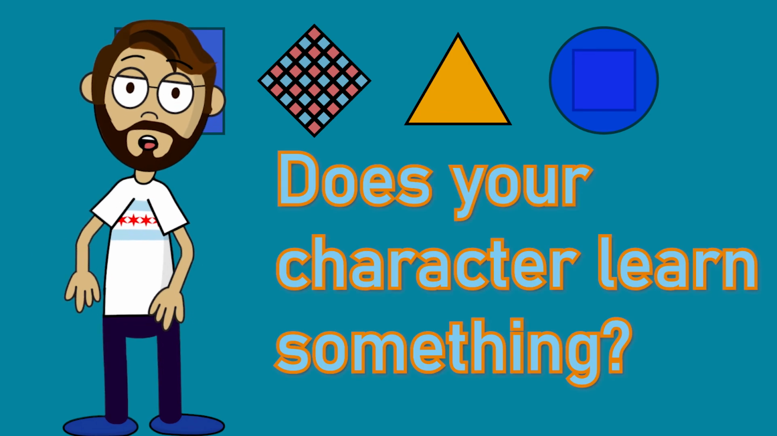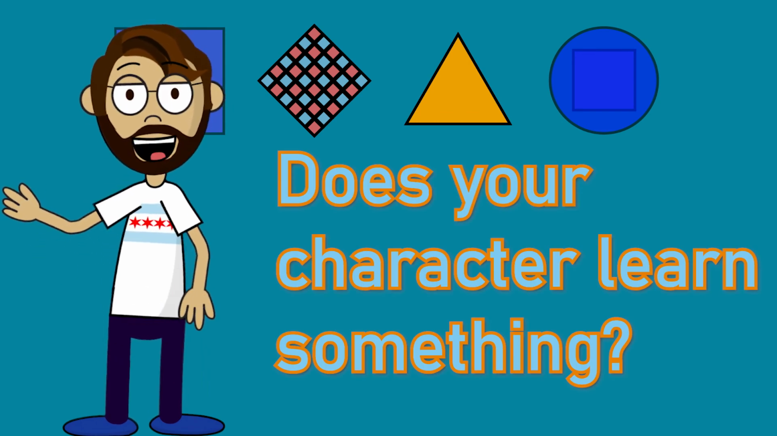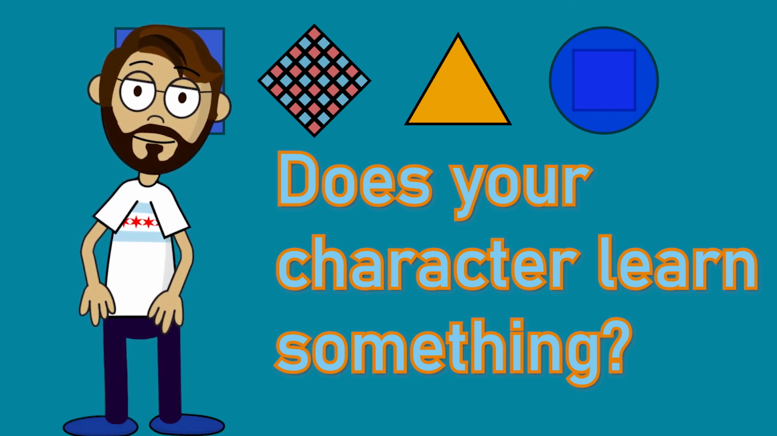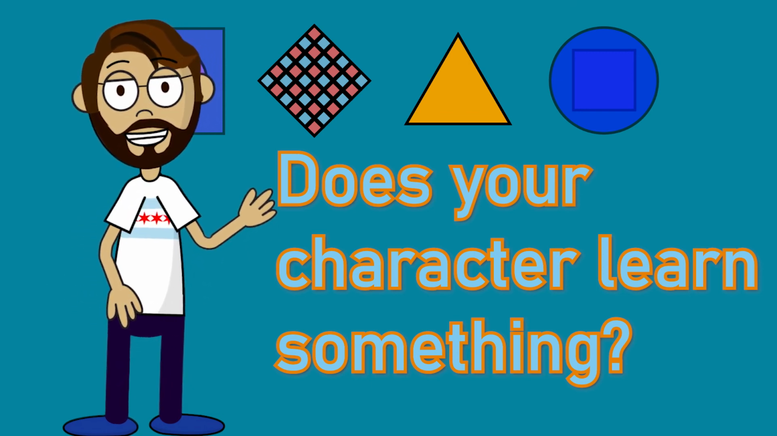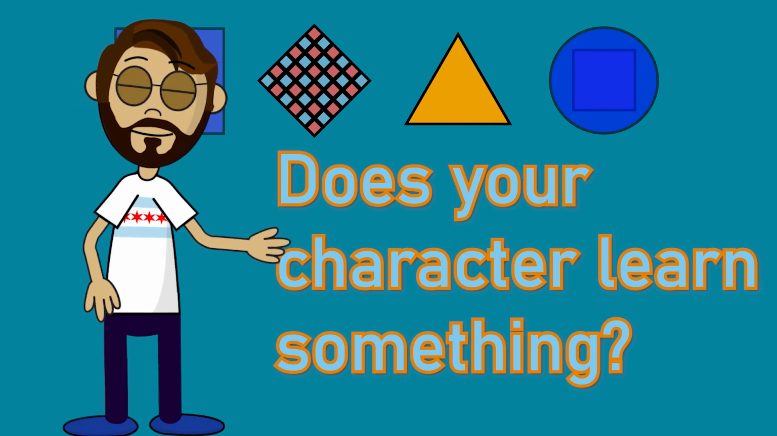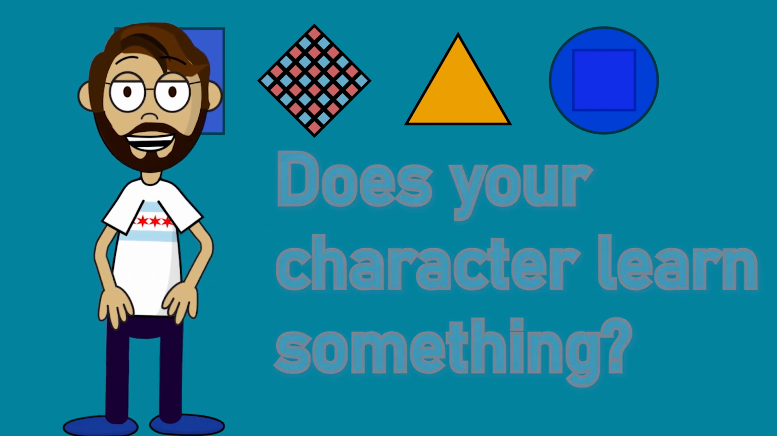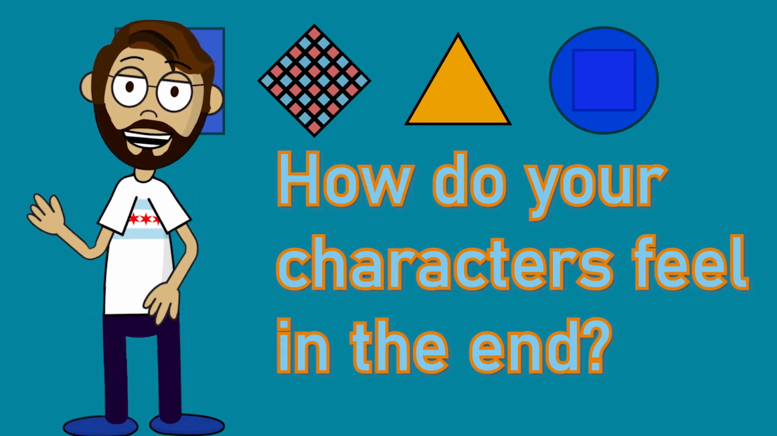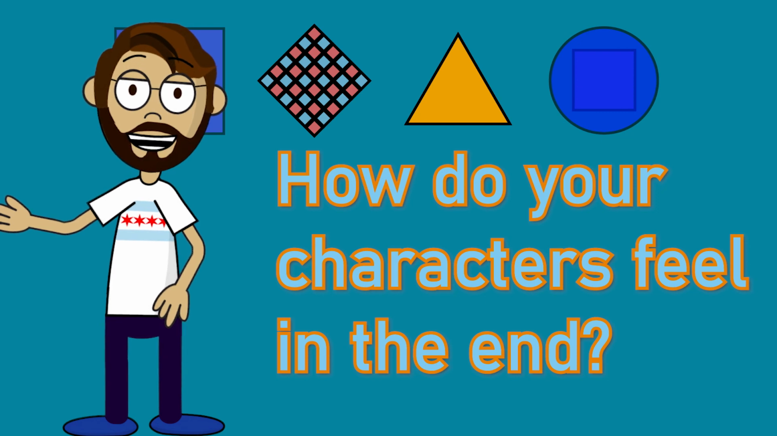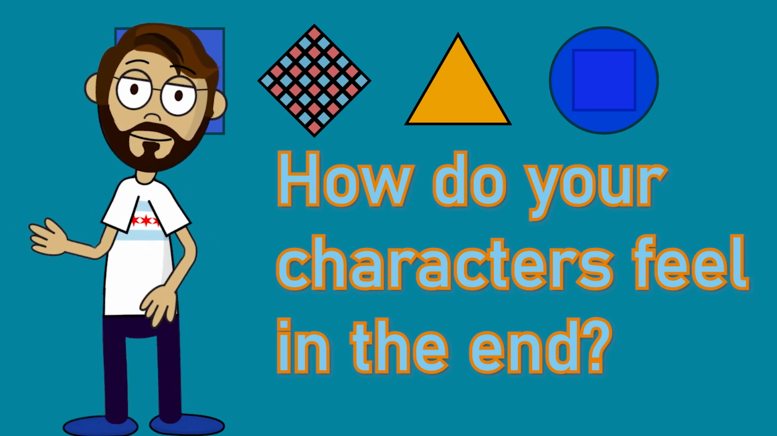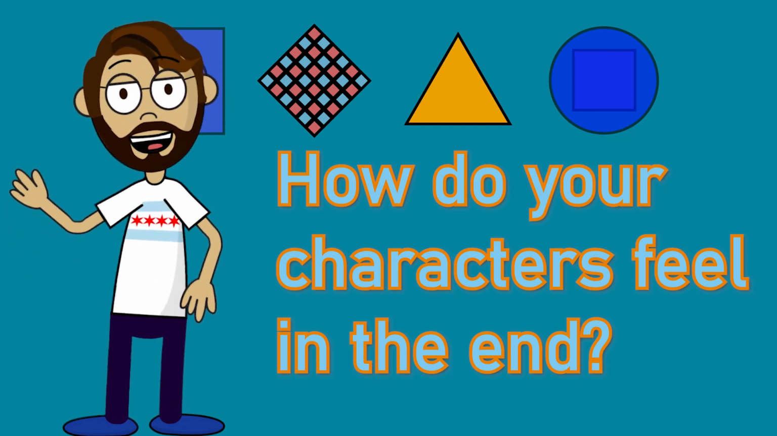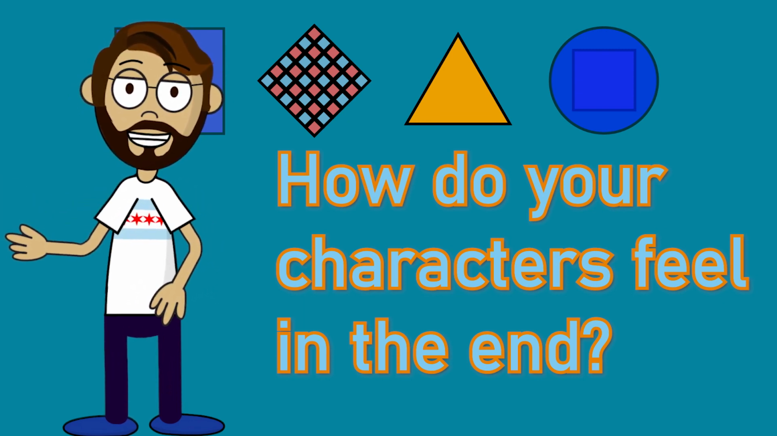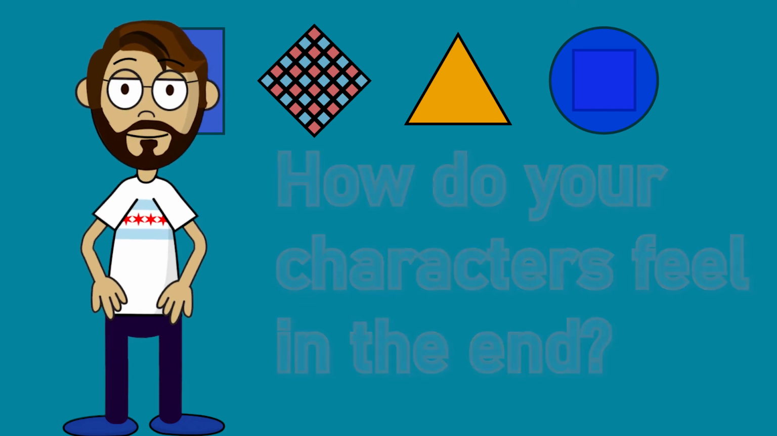Next, does your character learn something? Maybe they learn how to build something. Maybe they learn how to get along with a friend. Including these details in your story is a great way to make it seem alive and real to the reader. The last question is, how do your characters feel in the end? Are they happy? Excited? Maybe they feel like they did the right thing, but they're still a little sad. Whatever it is, I'm sure that everything you add will give you a great story.